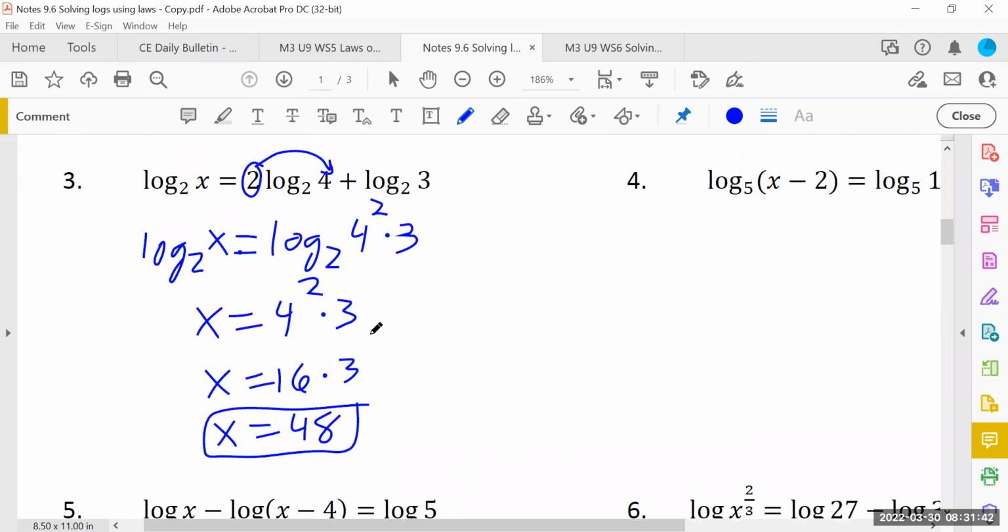You could always plug it back in and check, but really the main thing you want to check is when I put that number in, does it make the inside of my log negative? If it makes the inside of my log negative, it's not going to work.